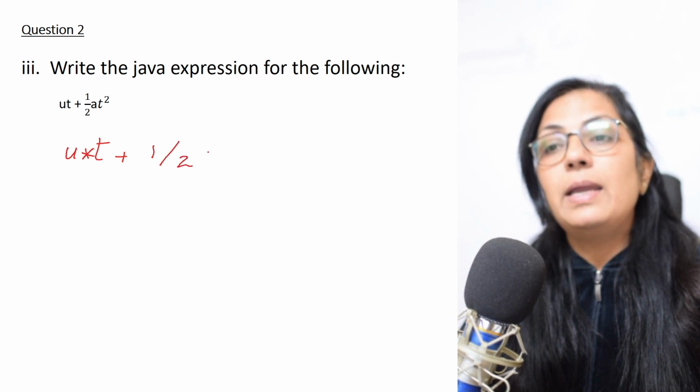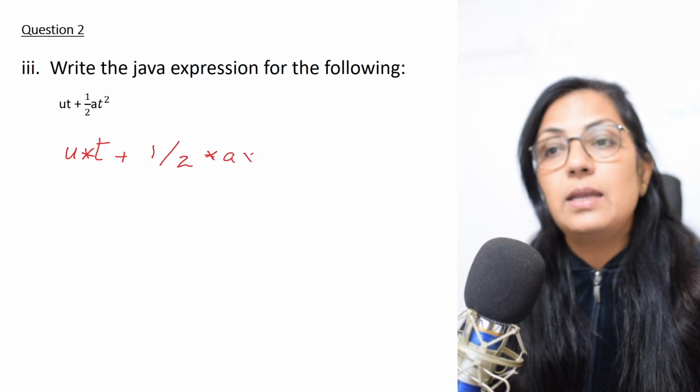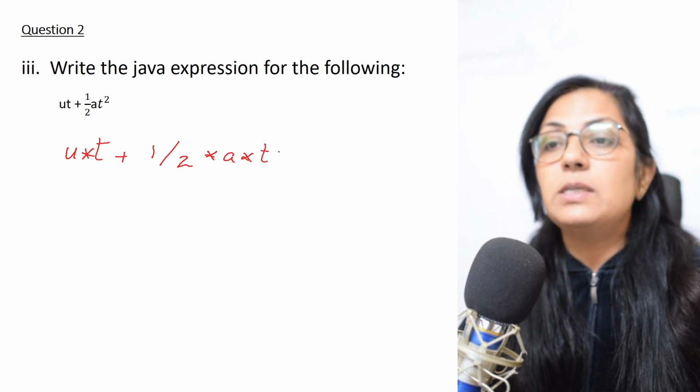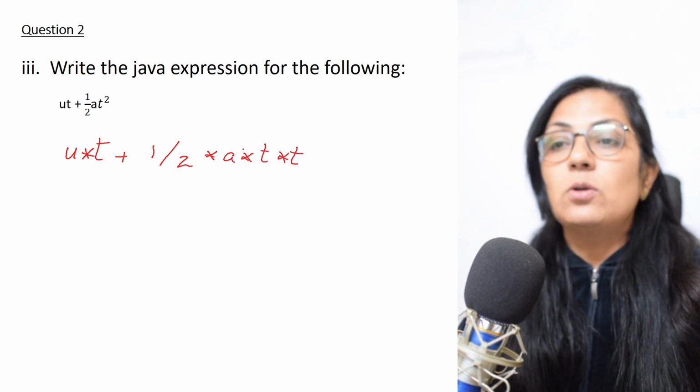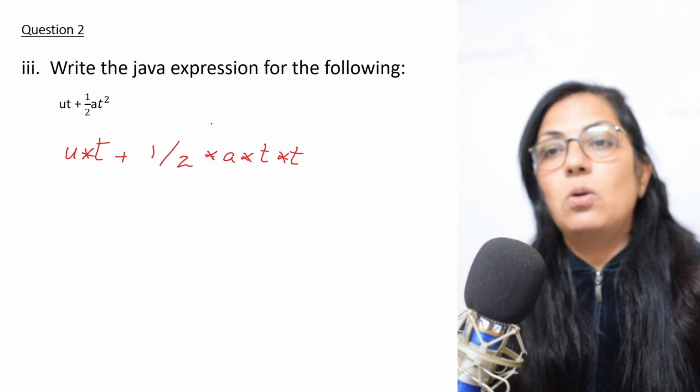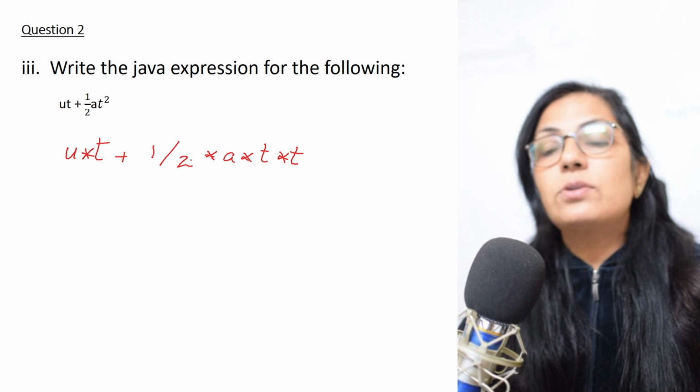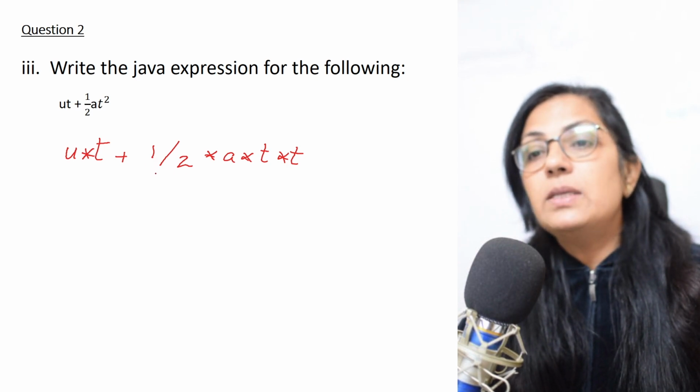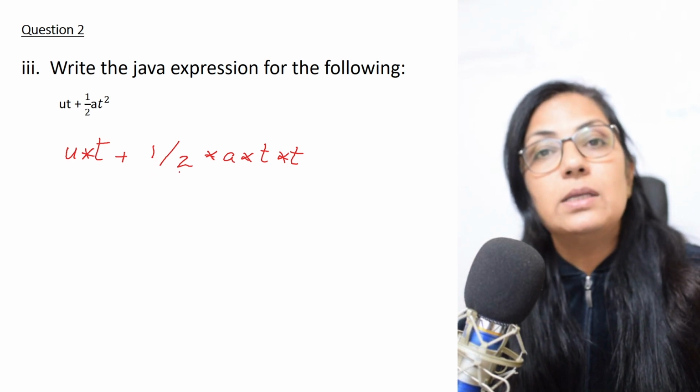Many of you will write like this, but still there is a mistake over here. Let me tell you what is that. So at square. Now according to you, is it correct? No. 1 by 2, if you will try to execute this, the second term will result in 0.